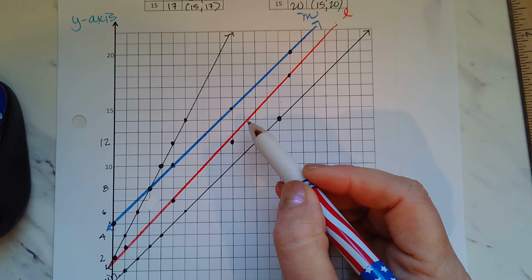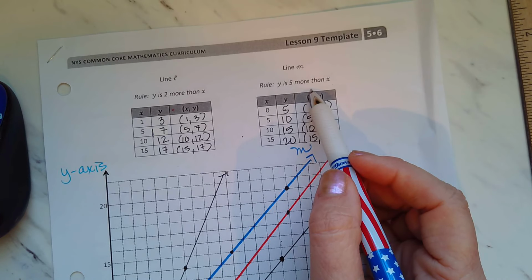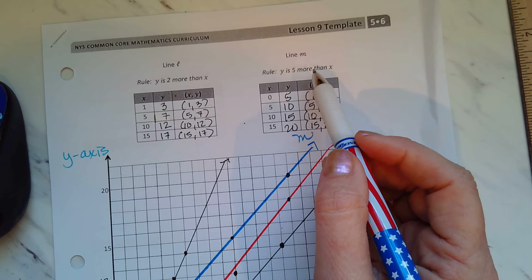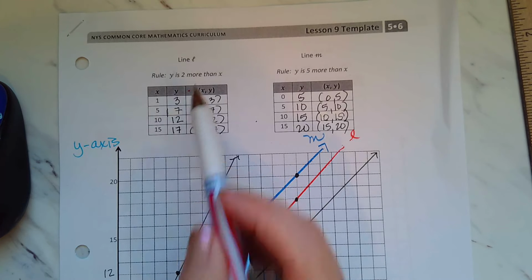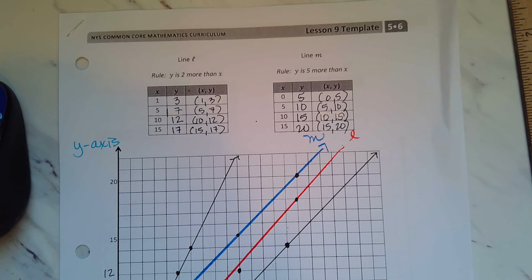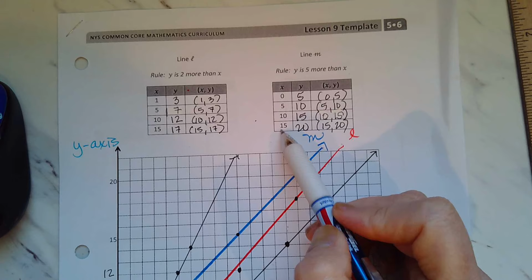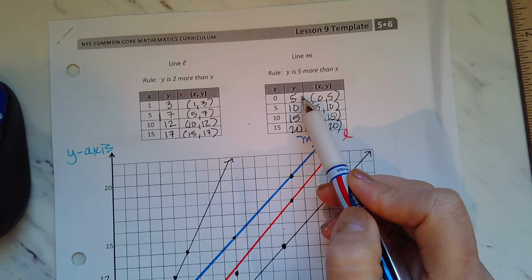The rule for line M is to add 5 to each x coordinate. So it makes sense that the line will be higher up than line L because line L's rule is only to add 2. All of the y coordinates on M are 3 units above all of the y coordinates on line L. So with the same x coordinates, this one goes up by 2. This one goes up by 5.